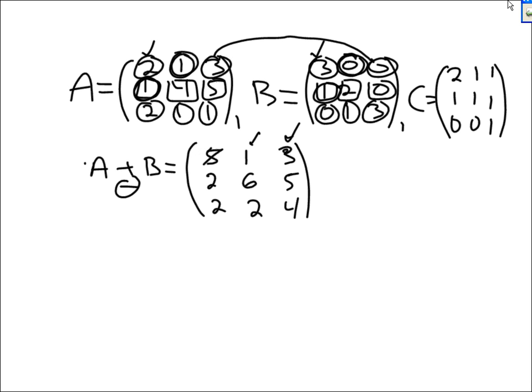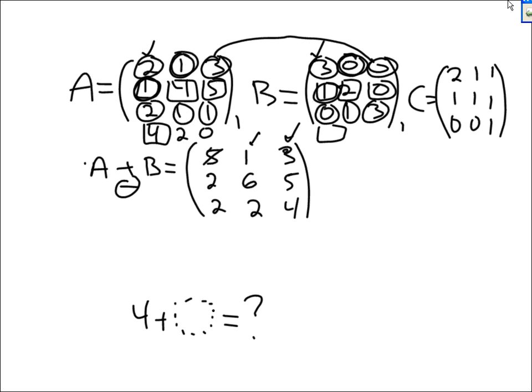Now, I hope it's clear that the two matrices have to be of the same size. Because, say, if matrix A had a fourth row, what are you going to add the 4 to? 4 plus, I don't see a number. How much is 4 plus blank space?